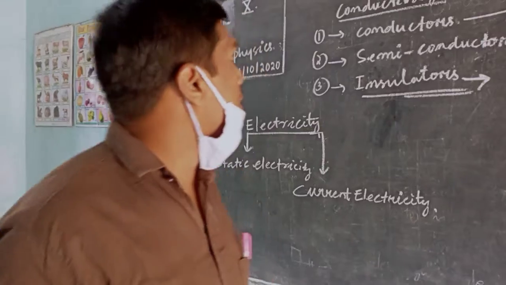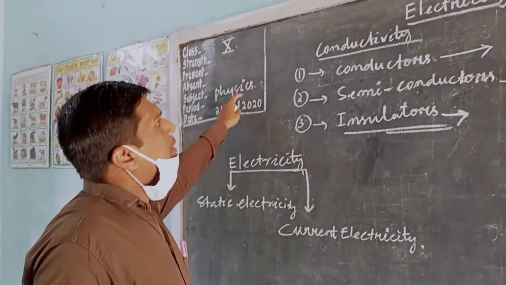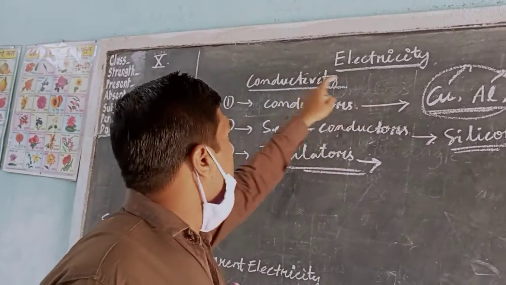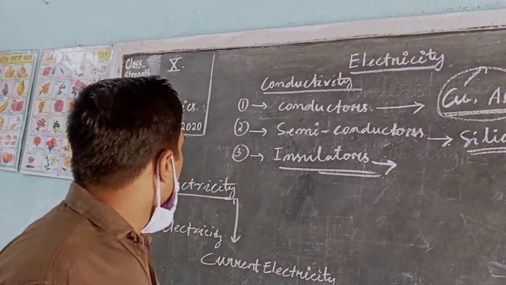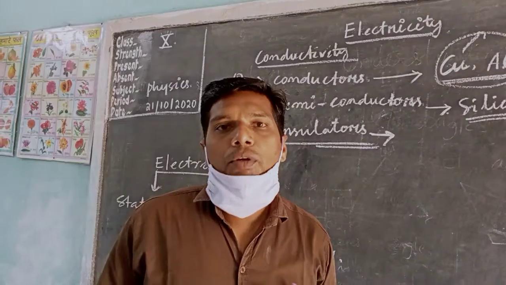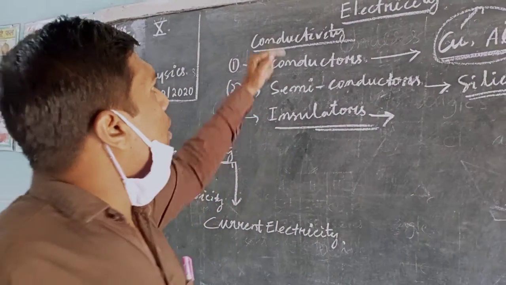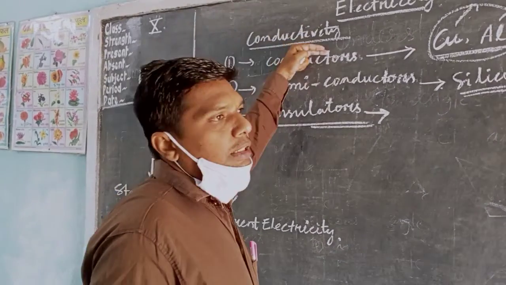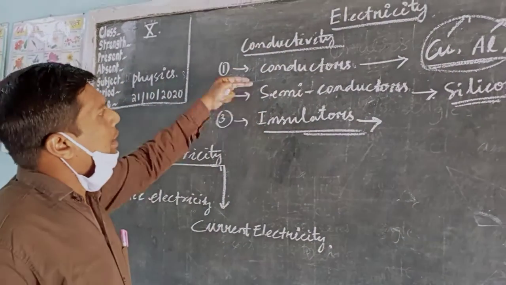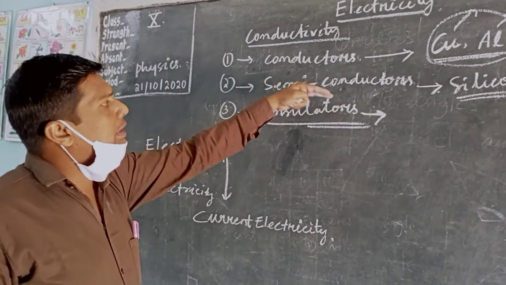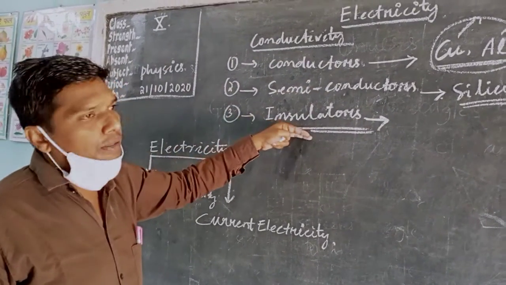Today we will discuss class 10 physics, second class of electricity. So today we will discuss conductivity, electricity and potential difference. First, according to conductivity, substances are divided into three types: one is known as conductors, another is semiconductor, and the third one is insulator.